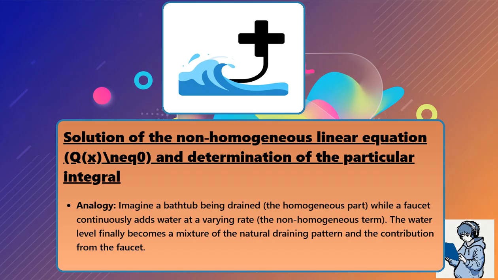Analogy: imagine a bathtub being drained, the homogeneous part, while a faucet continuously adds water at a varying rate, the non-homogeneous term. The water level finally becomes a mixture of the natural draining pattern and the contribution from the faucet.